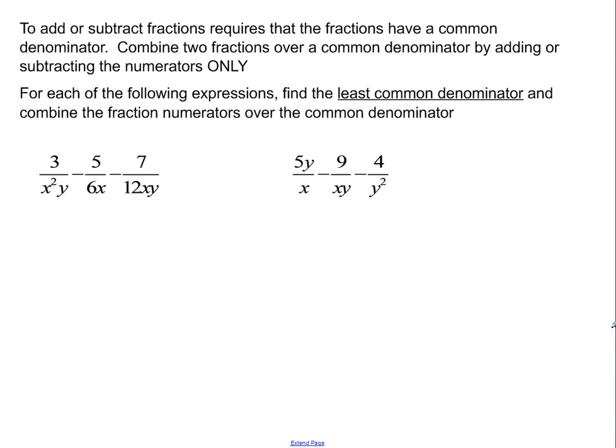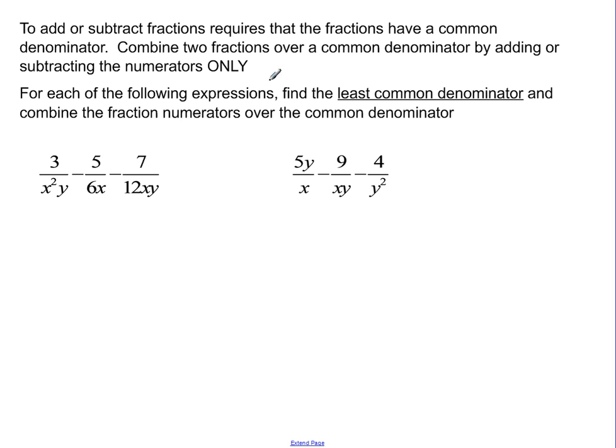Okay, so if you're going to add or subtract fractions, recall that that requires that fractions have a common denominator. So to combine two fractions over a common denominator, we add or subtract the numerators. All right, so let's start out with each of these fractions trying to find common denominators.